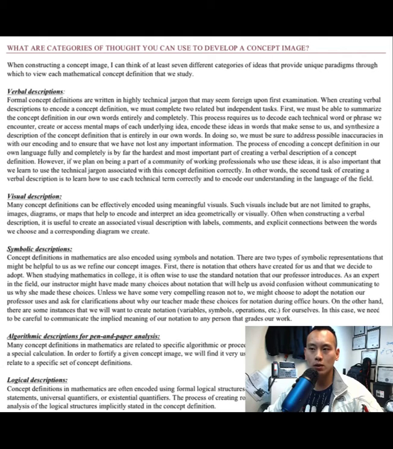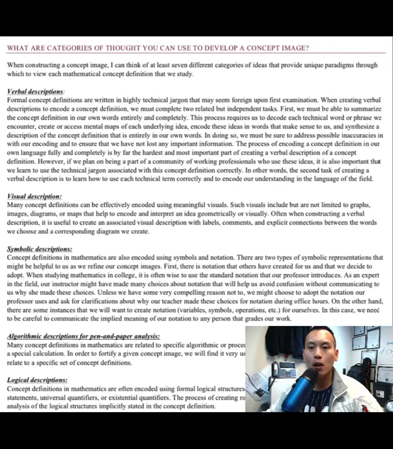Secondly, we have visual descriptions. Many concept definitions can be effectively encoded using meaningful visuals. Such visuals include but are not limited to graphs, images, diagrams, or maps that help encode and interpret an idea geometrically or visually. Often, when constructing a verbal description, it is useful to create an associated visual description with labels, comments, and explicit connections between the words we choose and a corresponding diagram we create.